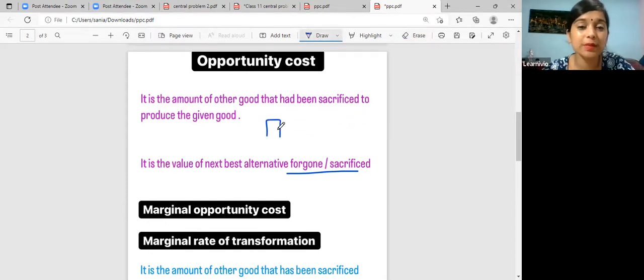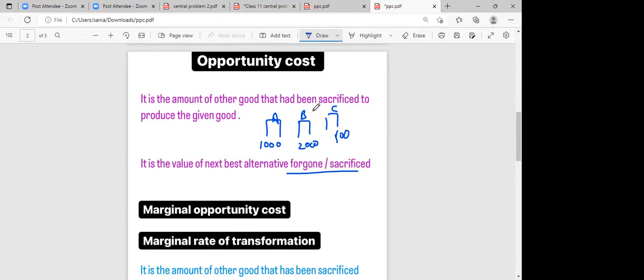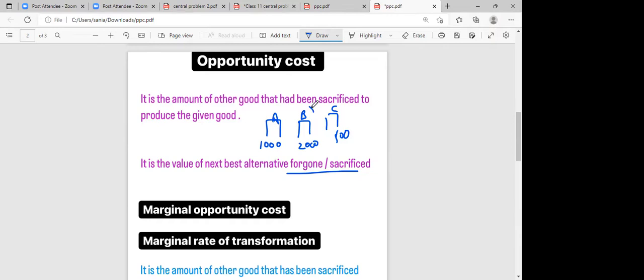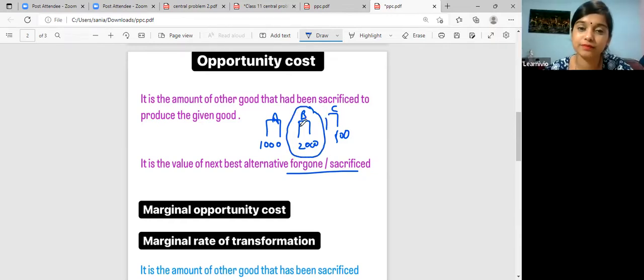For example, this is company A, this is company B, and this is company C. Company A is providing you 1,000 rupees salary, company B 2,000, and company C 5,000. Which one will you choose? 5,000. Yes. So what is your opportunity cost, Dina? A.